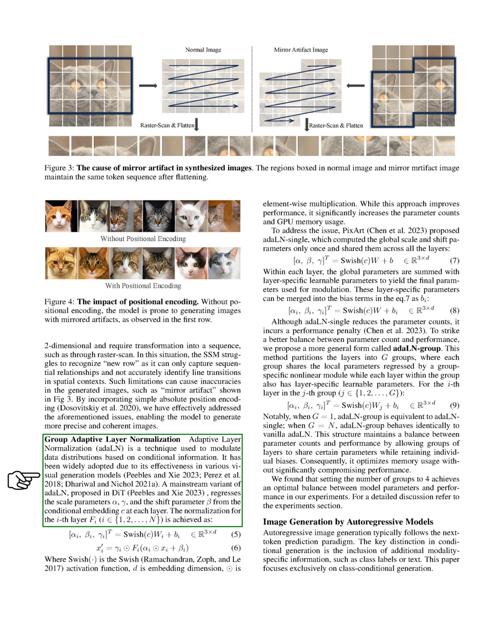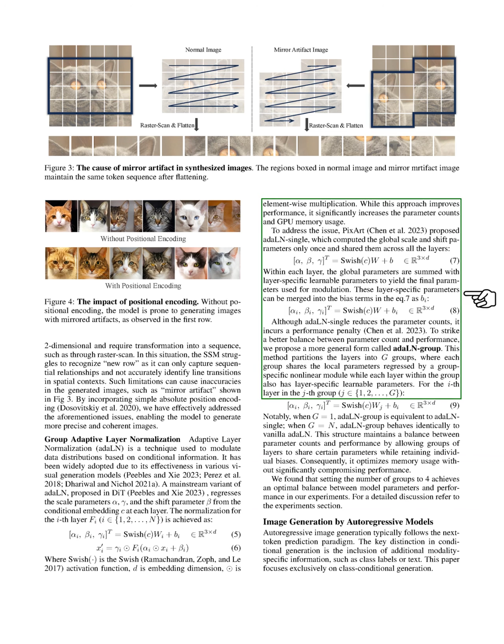Second, we implement Group Adaptive Layer Normalization, ADALN, a technique that adjusts data distributions based on conditional information. While ADALN has proven effective in various visual generation models, it can significantly increase parameter counts and GPU memory usage. A variant called ADALN single reduces parameters by computing global scale and shift parameters once and sharing them across layers. However, this can lead to performance trade-offs.